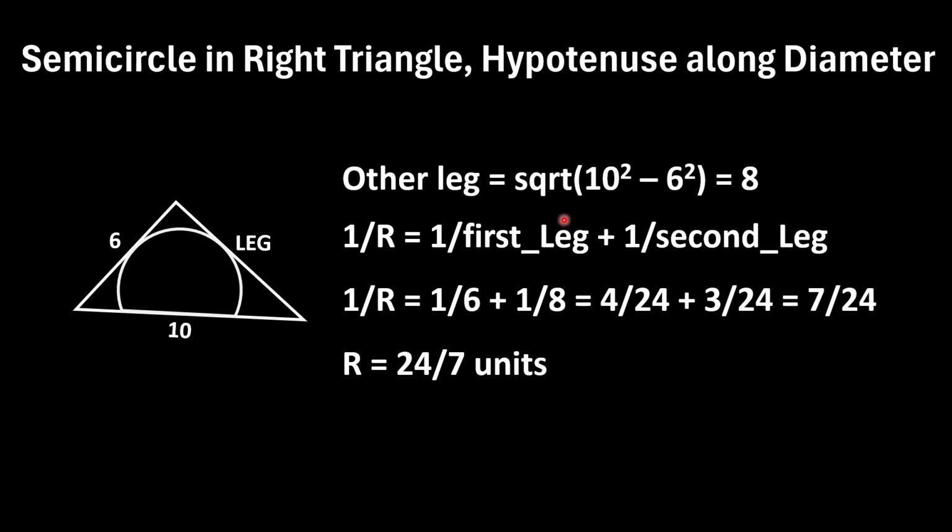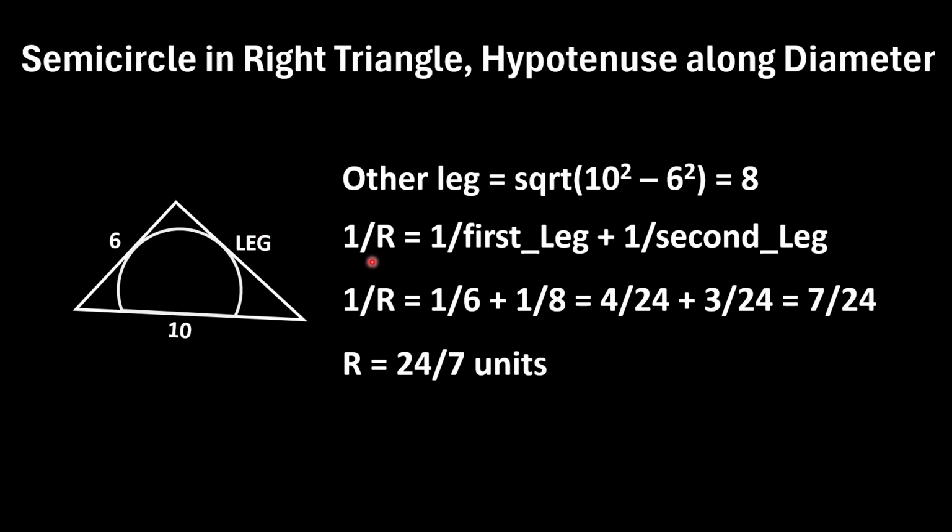So the square root of 10 square minus 6 square: 100 minus 36 is 64. Square root of 64 is 8. So this leg is equal to 8. So the legs are 6 and 8.